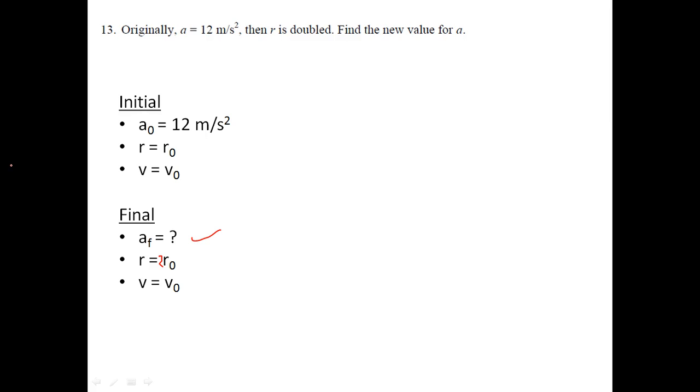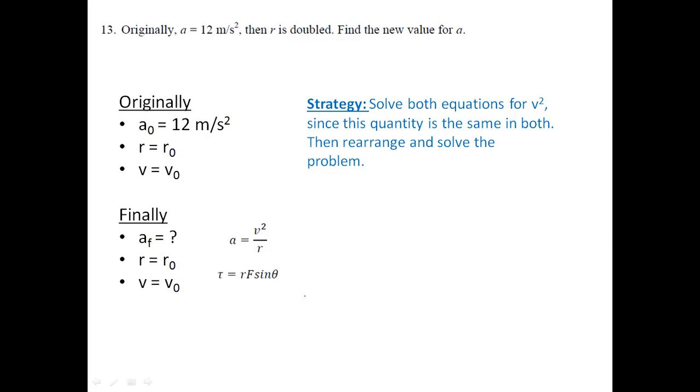So what we're going to assume is that velocity stayed constant the whole time, and that's where our strategy comes in. But before that, similar to what I mentioned before, this is the equation we're going to be using: a equals v squared over r, and here's our strategy.